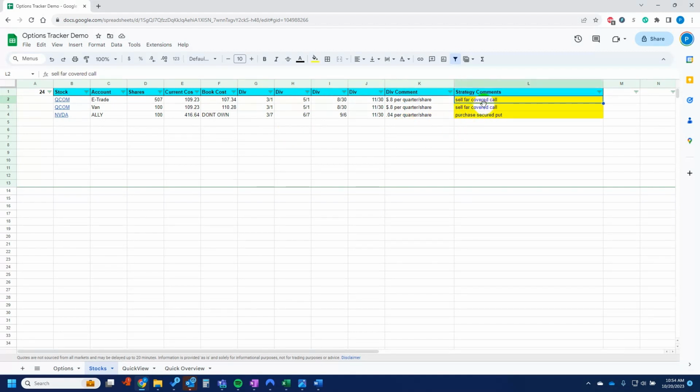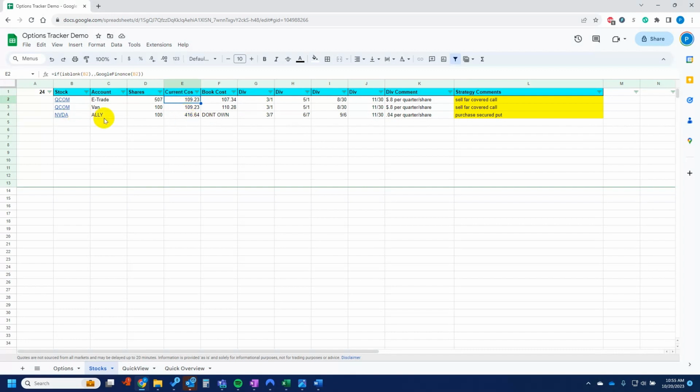In this example, sell a far covered call, which means I like this stock, I want to keep it. I don't want to let it go. So the covered call I'll make is going to be quite a distance from the current cost, so there's less chance of it being assigned and sold.